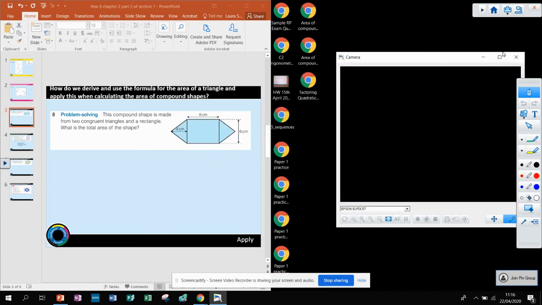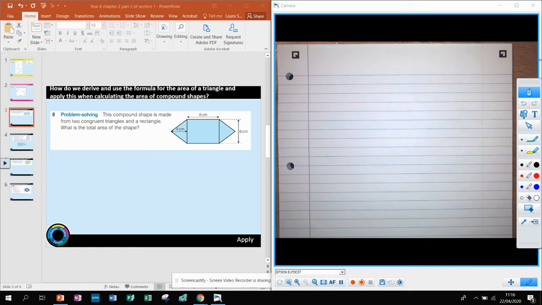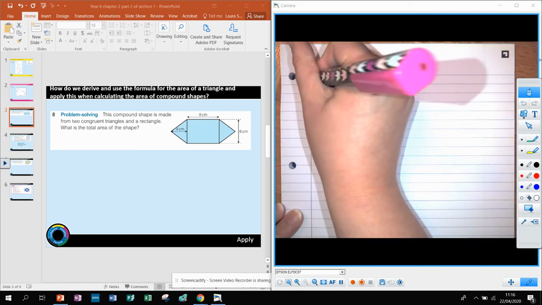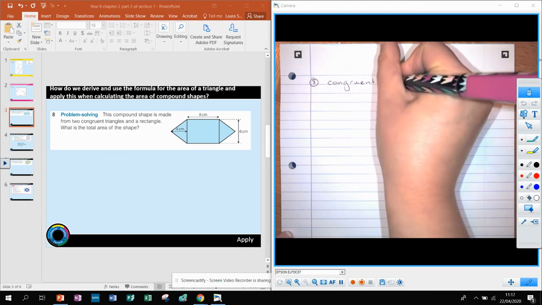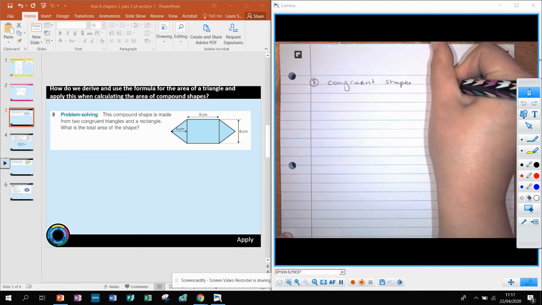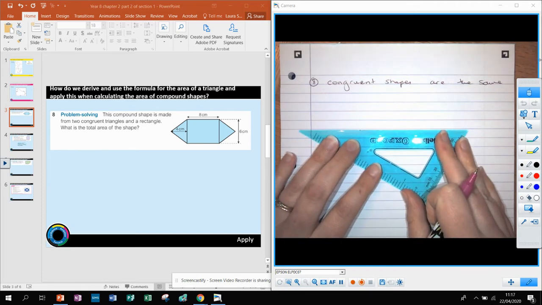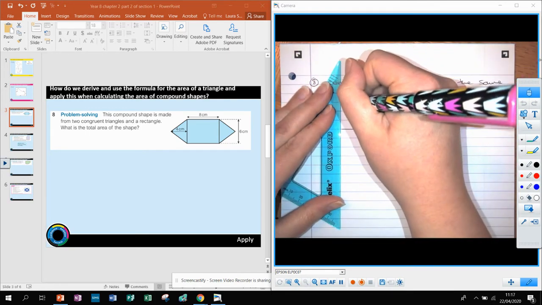There we go. Okay. So in question 8, what they told you is that you have a compound shape made from 2 congruent triangles and a rectangle. Now we have to remind you that congruent means the same. So that would mean that congruent shapes are the same. Okay, which means those 2 triangles will have the same area. So we only need to find the area of one of the triangles and then multiply it by 2.